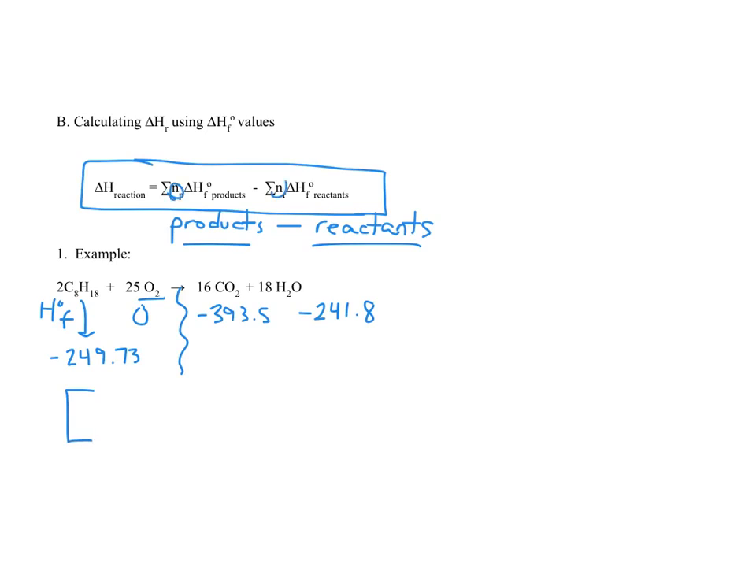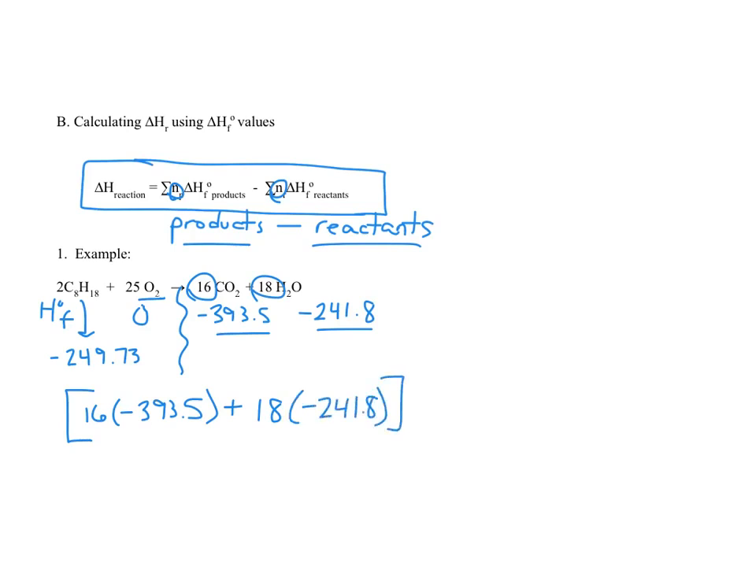So when we take these numbers and we do products minus reactants, this little n right here means that I need to multiply it by the number of moles that there are. So whatever those coefficients are in front of my molecules, compounds, whatever, I need to multiply my enthalpy of formation values by that number. So I'm going to have 16 times negative 393.5. That needs to be added to 18 times negative 241.8. Those numbers need to be added together because that's everything on my product side. My enthalpy of formations multiplied by the number of moles that I have.